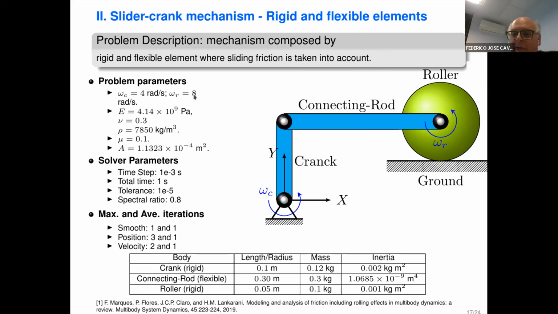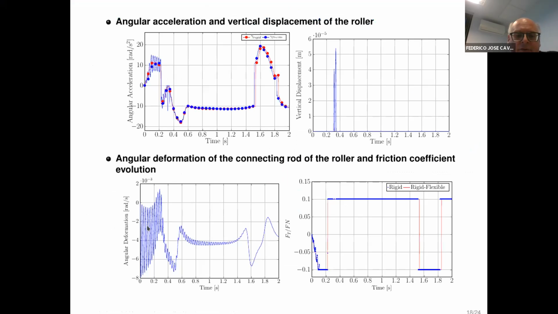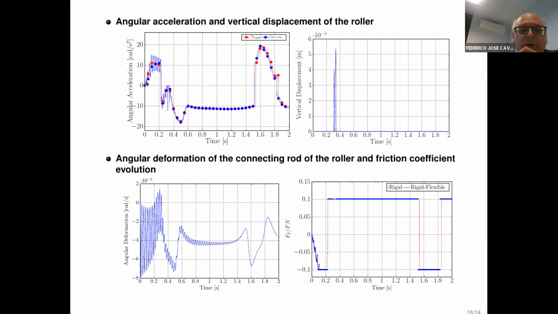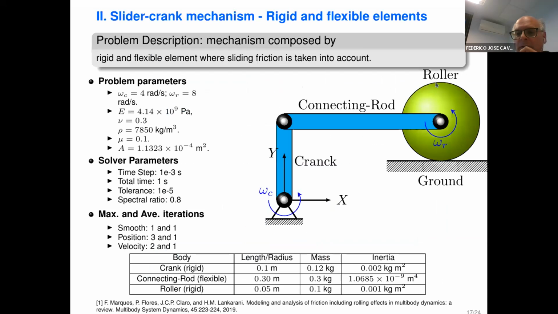8 radian per second. Here is the solver parameter and the maximum and average iteration on the smooth and position and velocity levels. Here we have the numerical solution. In red, we have the acceleration, the angular acceleration of the roller.